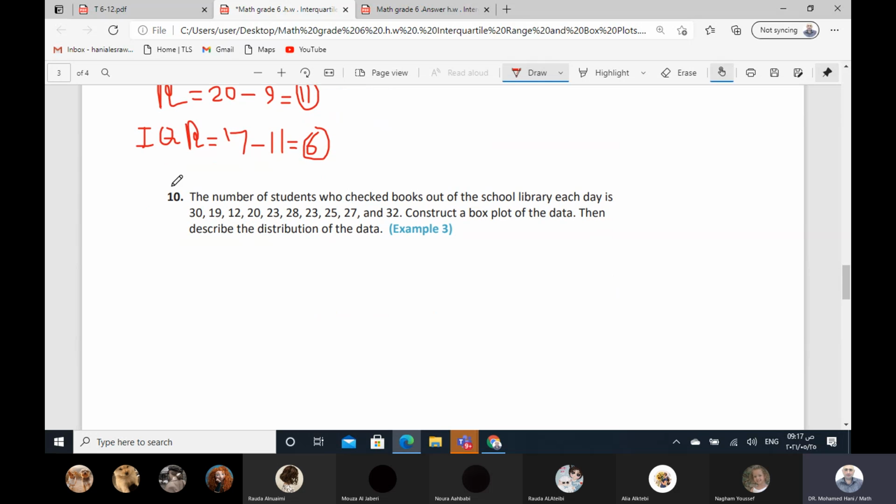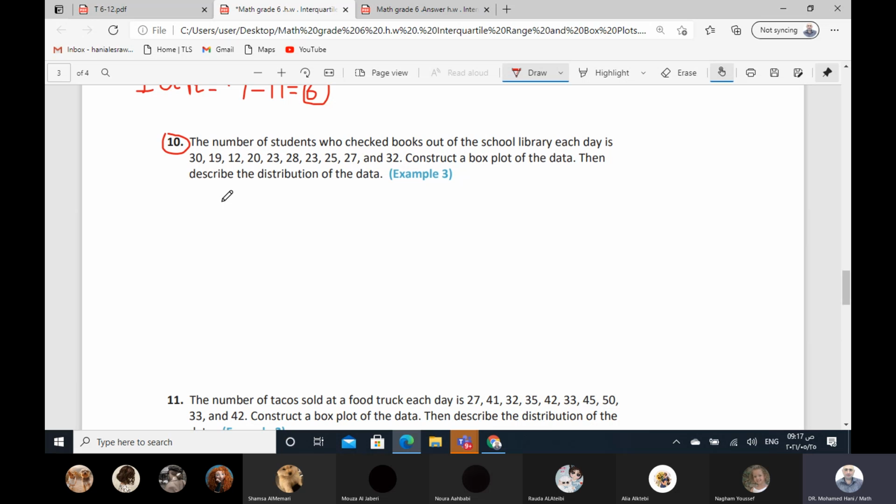Who can read exercise number 10? Shamsa, are you here? Shamsa? The number in the school library each day is 19, 12, 23, 28, 5, and 32. A box plot. Then describe the data. Thank you, Shamsa. Okay, who can tell me what is the range here?